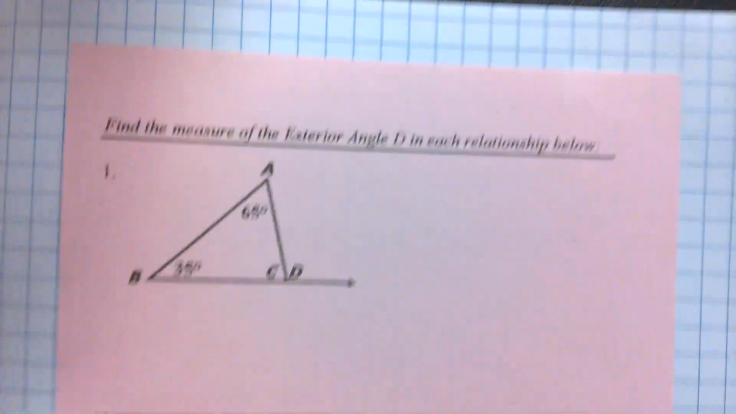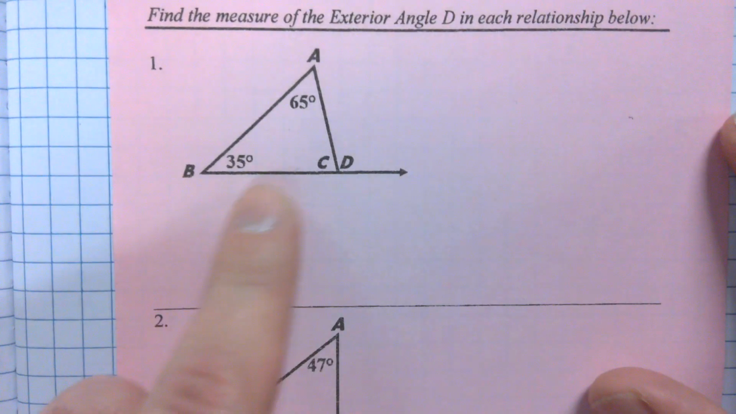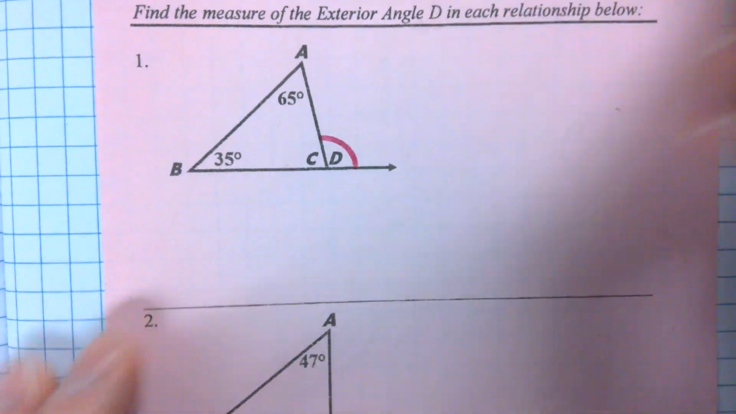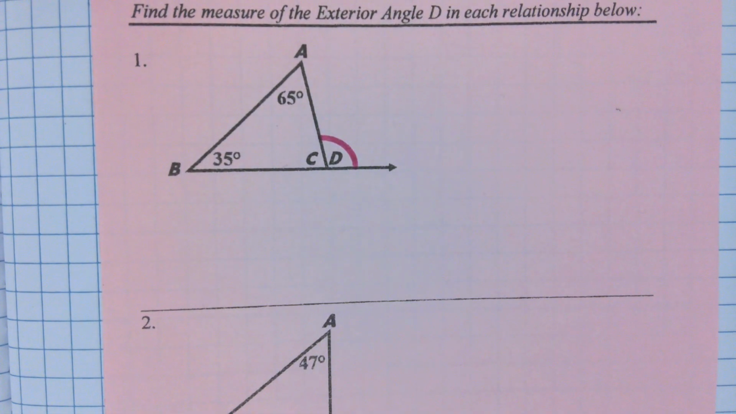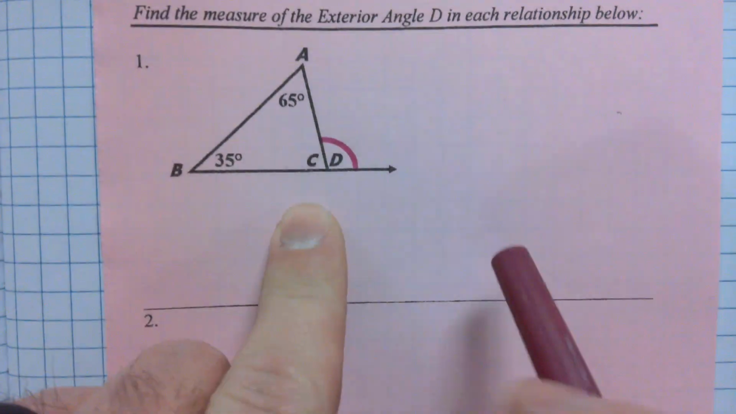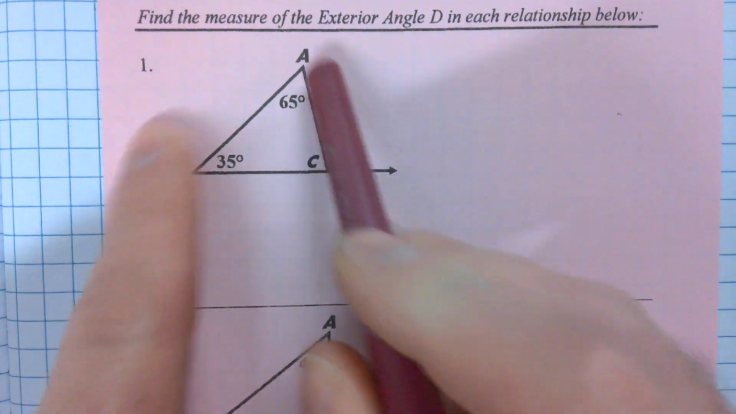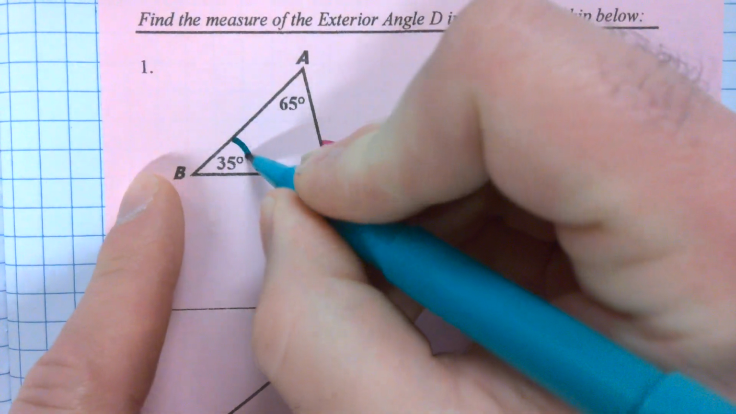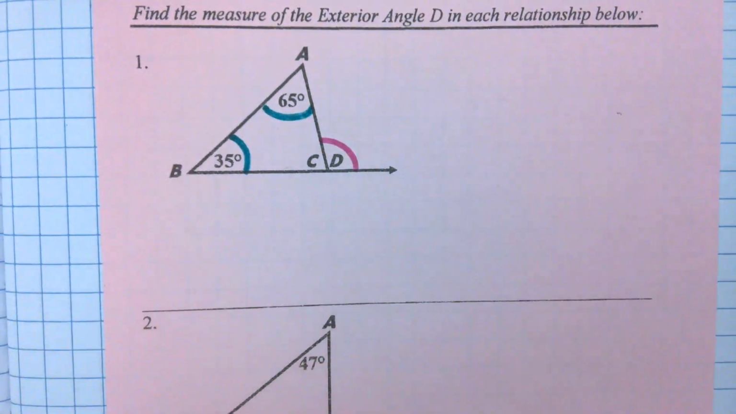So let's take a look at how we're actually going to do this. If you flip over to the second page, my exterior angle is right there, angle D. Now, is C a remote interior angle? No. Why is it not a remote interior angle? Exactly. It's really close to angle D. We want the angles that are far away from angle D, which are what? A and B, 35 and 65.